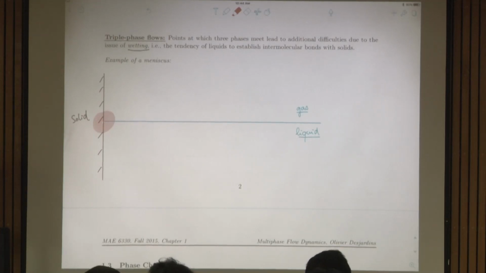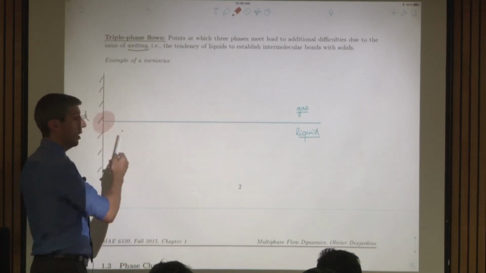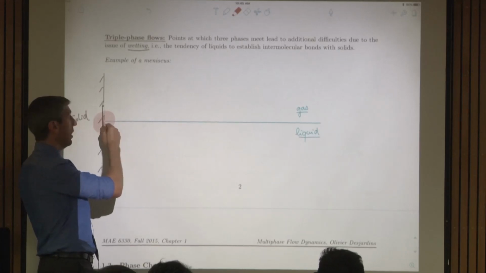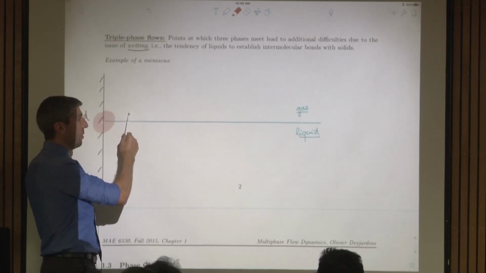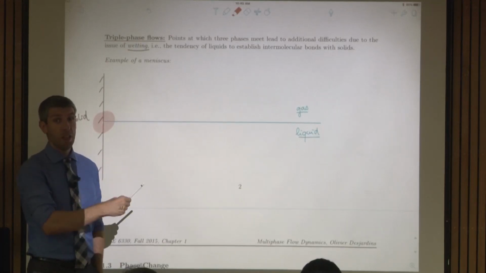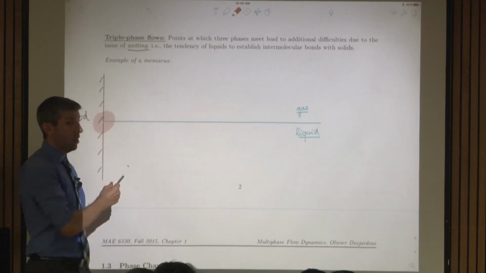And what happens will depend on the very detailed physics at the molecular scale of the interaction between the gas and the solid. There's going to be a tension force between those two at this interface. There's going to be a tension force between the gas and the liquid, what we're going to commonly call surface tension. And there's going to be a tension force between the liquid and the solid.